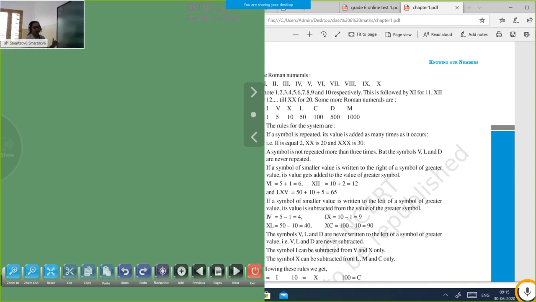Now write the Roman numerals up to 20 in the notebook, starting with 1. Make 2 columns. Teacher is also going to make 2 columns like this in the notebook with the scale.